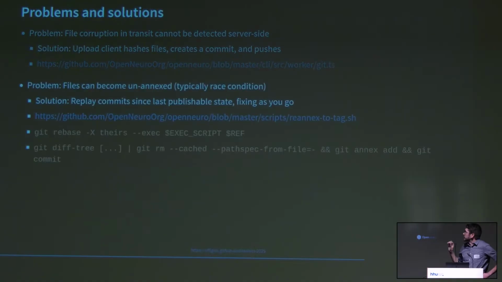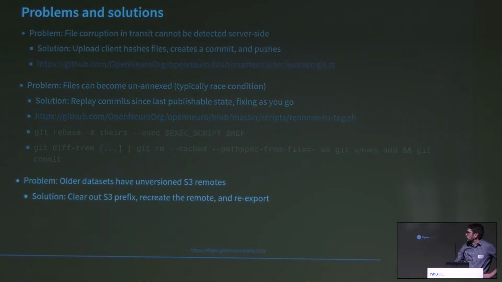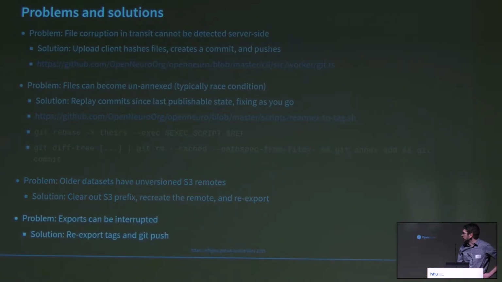Another thing that can happen is files can become unannexed, mostly because people try to upload too quickly and something gets out of sync. The short story is you can replay all the commits using something like this. Scripts are up there; I'm not going to go through them in any more detail. For more general things, older datasets have unversioned S3 remotes. We need to clear them out and recreate them, and exports can be interrupted.